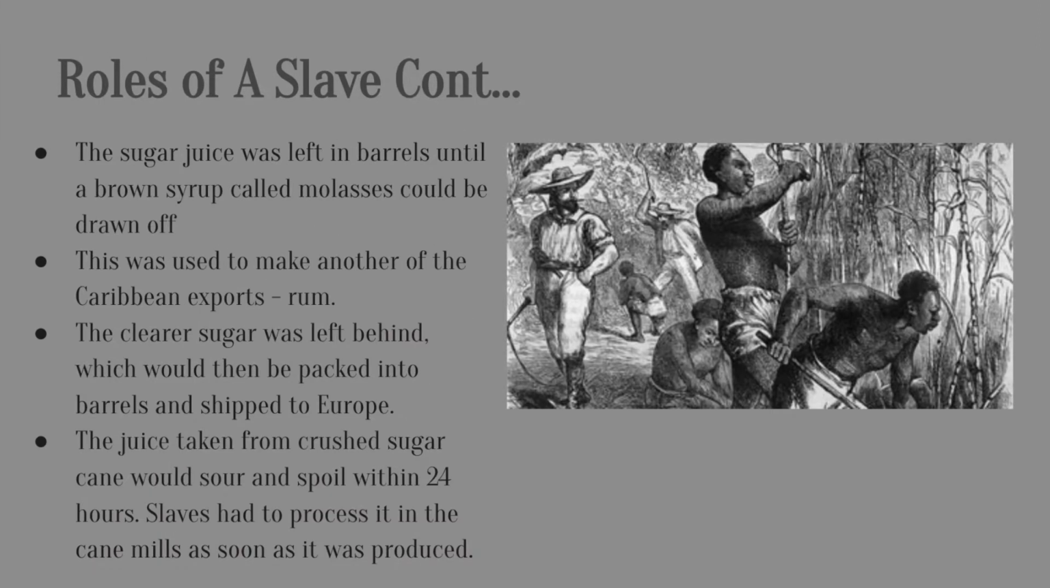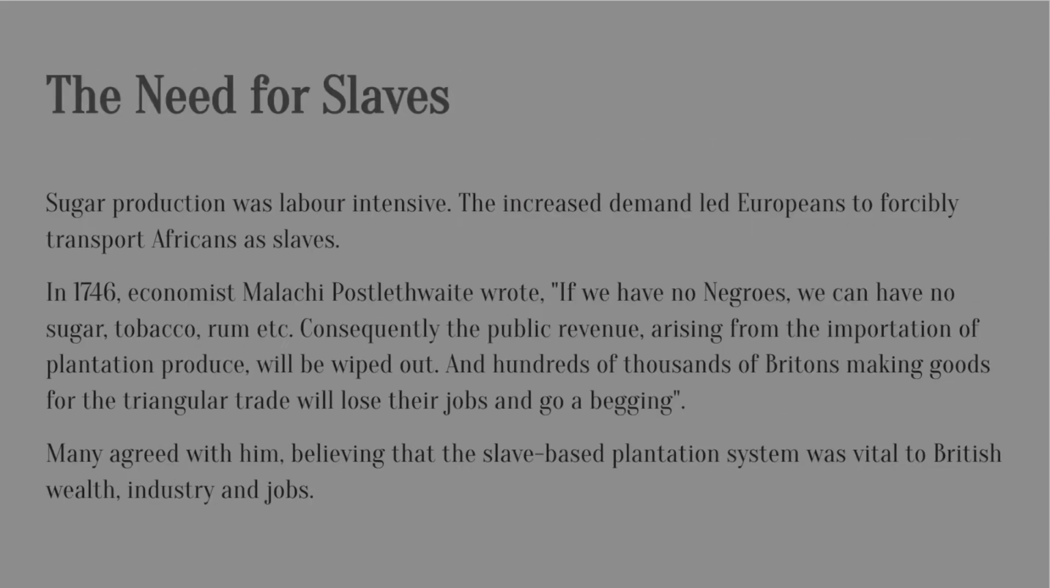The sugar juice was left in barrels until a brown syrup called molasses could be drawn off. This was used to make another of the Caribbean exports, rum. The clear sugar was left behind, which would then be packed into barrels and shipped to Europe. The juice taken from the crushed sugar cane would sour and spoil within 24 hours, so the slaves had to process it in the cane mills as soon as it was produced.